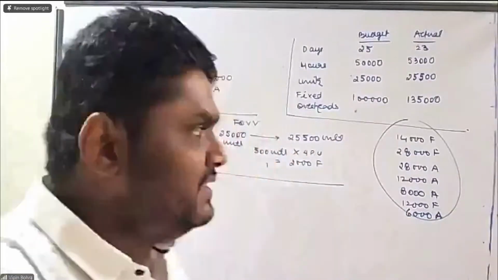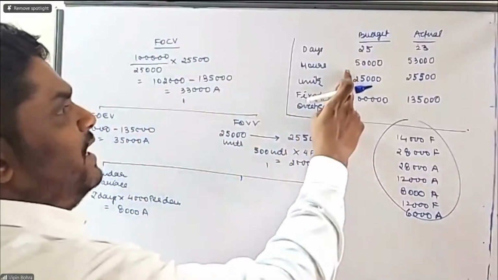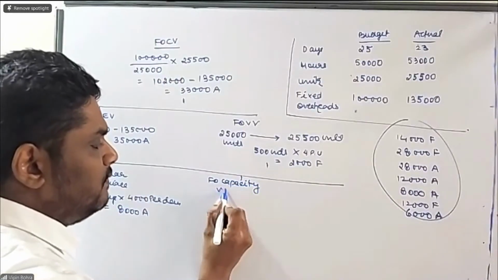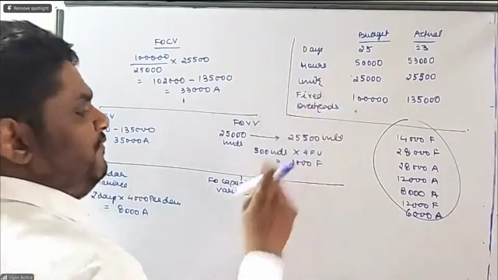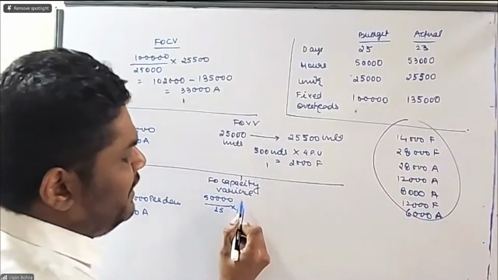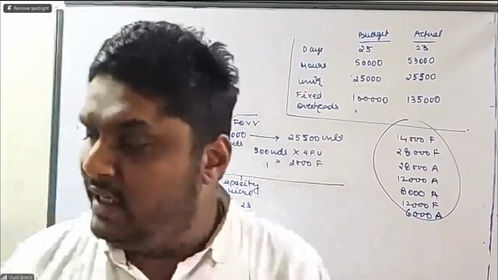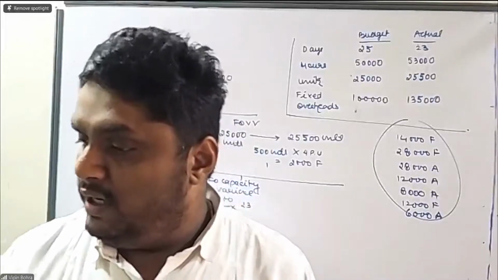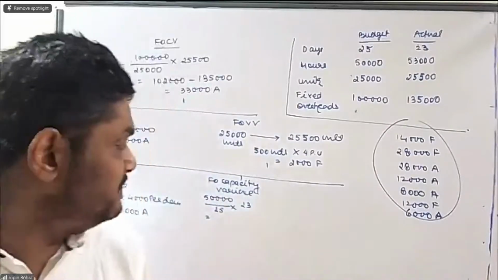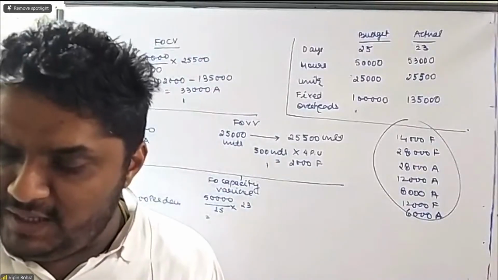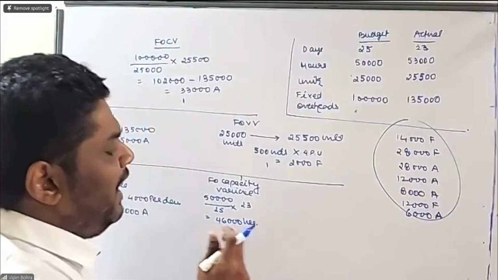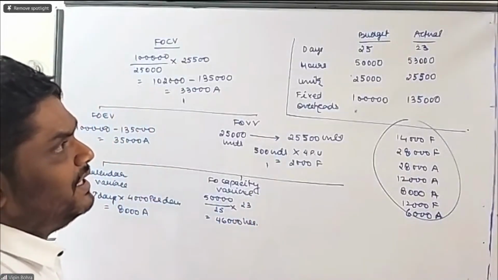So let's start with capacity variance now. 50,000 hours in 25 days. So actually we work for 23 days. So in 23 days, what was our capacity? Let me check now, everyone. So 50,000 divided by 25 into 23. So my capacity was to work for 46,000 hours. I have the capacity to work for 46,000 hours in 23 days.